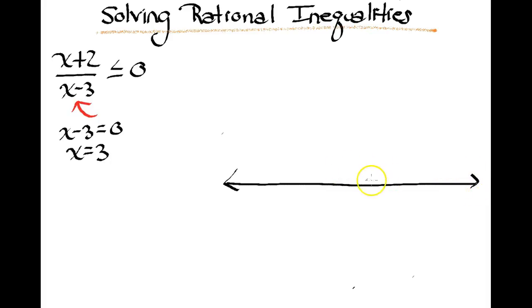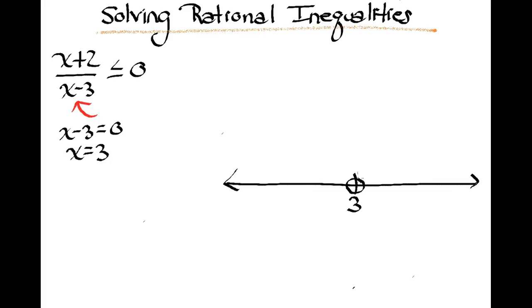So I'm going to locate 3 on my number line. And we know that if we plug a 3 back in, we'll get a 0 in our denominator. We're not allowed to have zeros in our denominator. It makes our rational expression undefined. So 3 cannot be a solution. So I will mark it on my number line with an open dot to signify that it cannot be part of my solution.